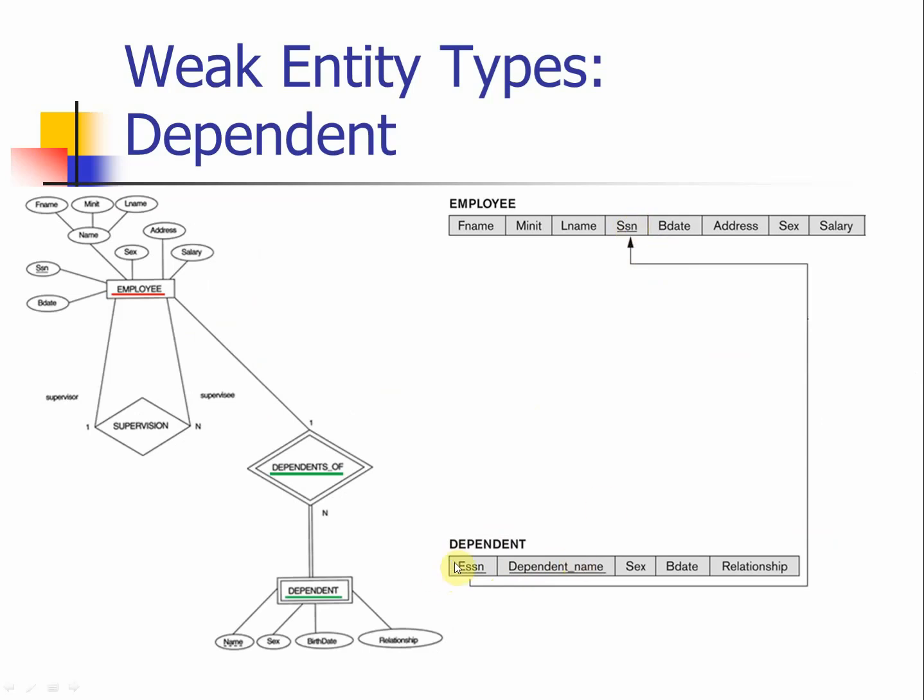And finally, the primary key of the dependent is the combination of the partial key plus the ESSN that we get from the employee entity. So that is the 3 steps that we need to take care of. And therefore, we will be able to create a relation for the weak entities. Like I said, it is more complicated than the regular entity since it is a weak entity. And you can also see how important the double diamonds are for the weak entity.